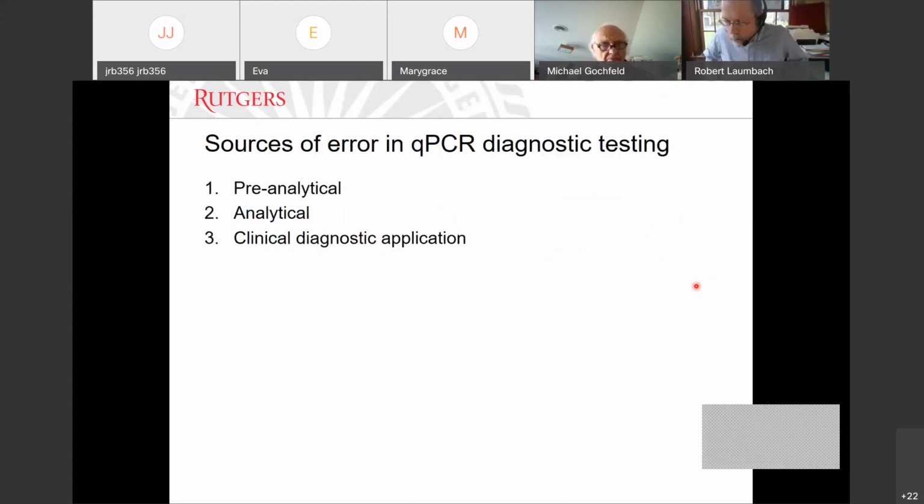All right. So again, the sources of error can be in the test itself, and that includes the pre-analytical phase as well as the analytical phase of the test. And then also, what's important and I think has been overlooked to some extent, is the clinical diagnostic application, which means applying this test to people in the real world. What type of results do we get? And again, that should be compared to a gold standard, and one of the difficulties here is that we don't really have another gold standard.